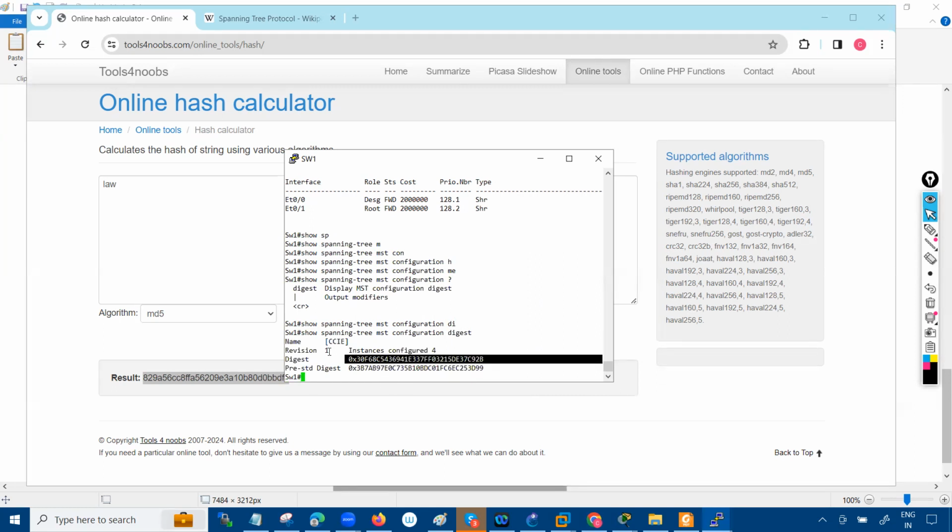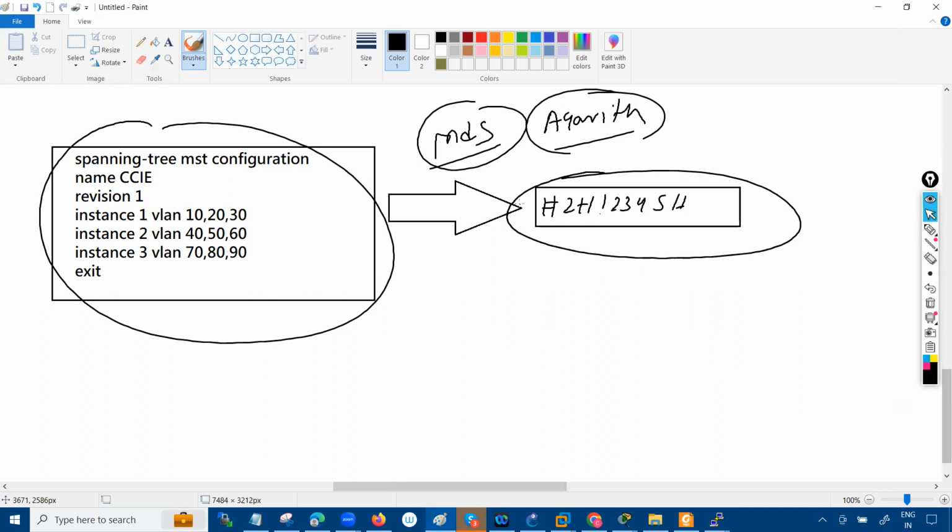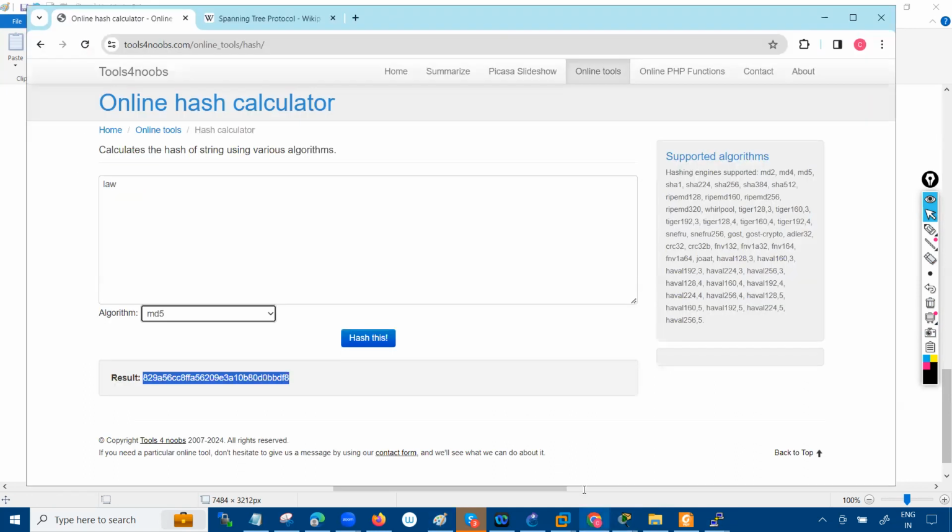Okay, so for all of this, the instance name, the revision number, and all the instance config, we have a hash value. I just explained it the same way. For all of these we have a hash, so you don't need to do this; all these things happen in the background. This I did with the MST protocol, the online calculator. I just gave it as an example, nothing else.